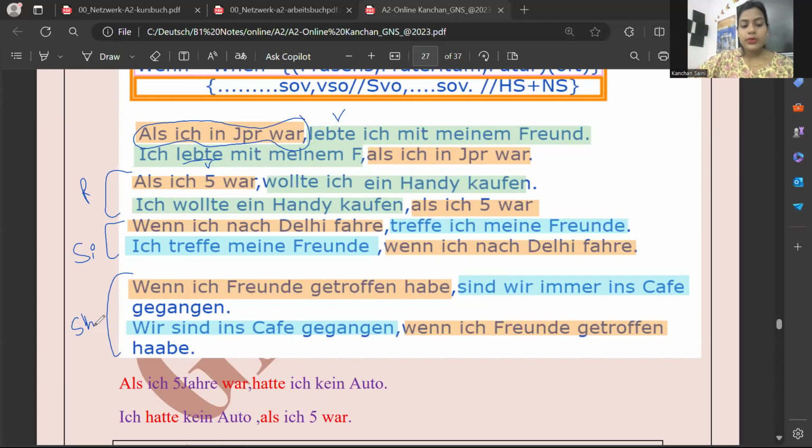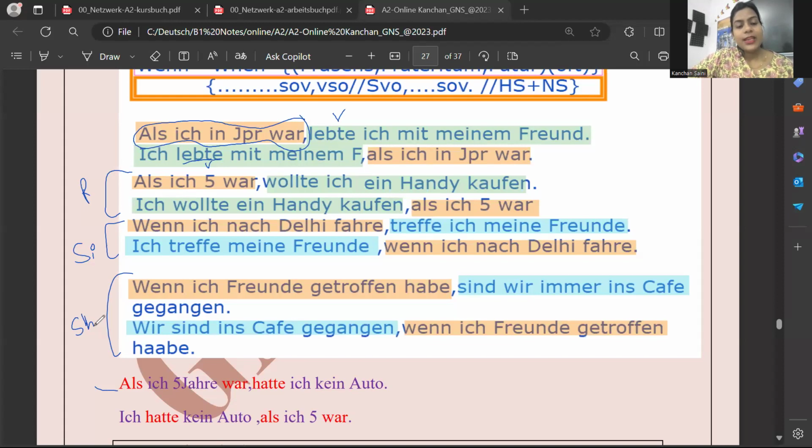So here is one more sentence. Als ich 5 Jahre war, hatte ich kein Auto. When I was 5 years old, I had no car. Ich hatte kein Auto, als ich 5 war. I had no car when I was 5. Are these sentences clear?